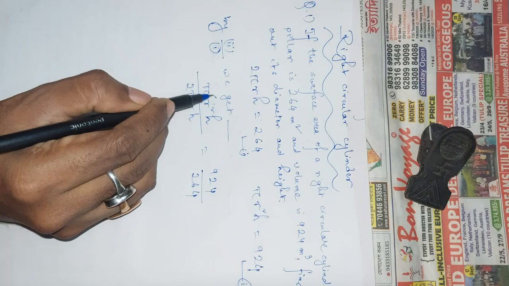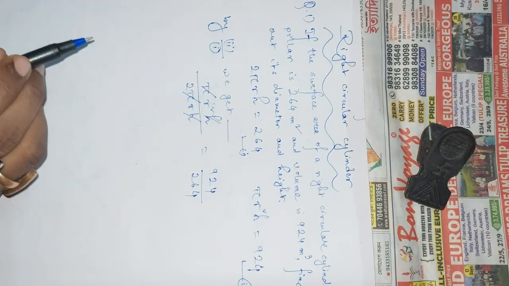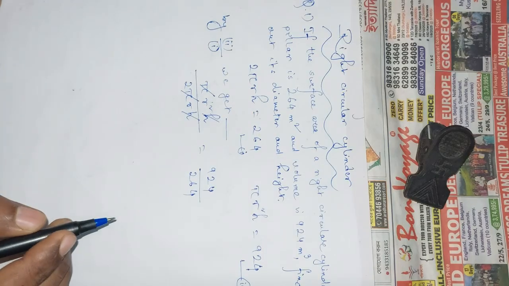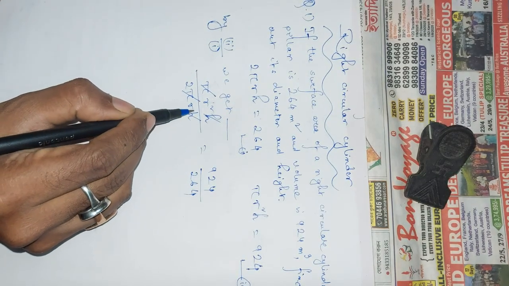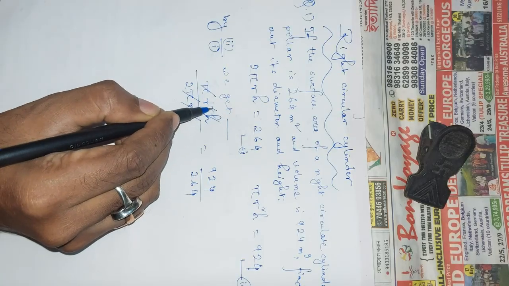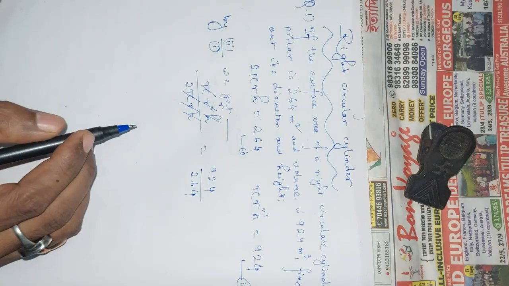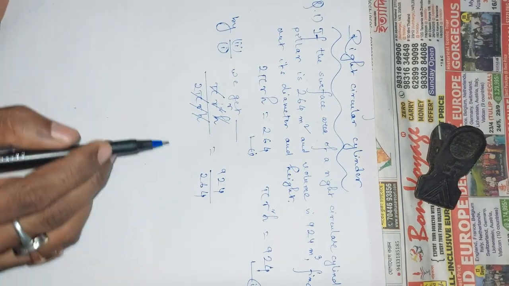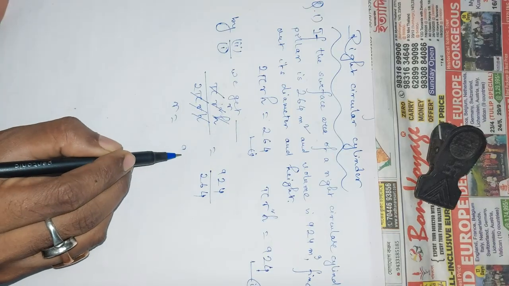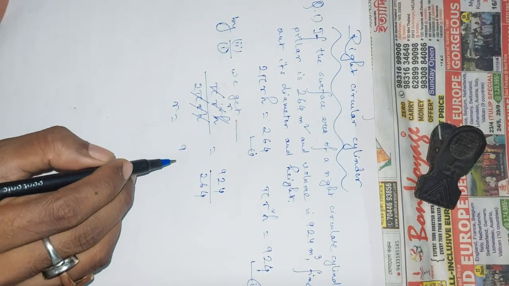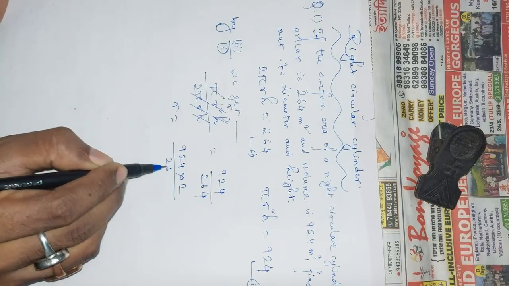So here pi and pi can be cancelled. h and h can be cancelled. r and r square can be cancelled. So we are left with r by 2. So this 2 can be transferred to the right side. So r is equal to 924 into 2 by 264.